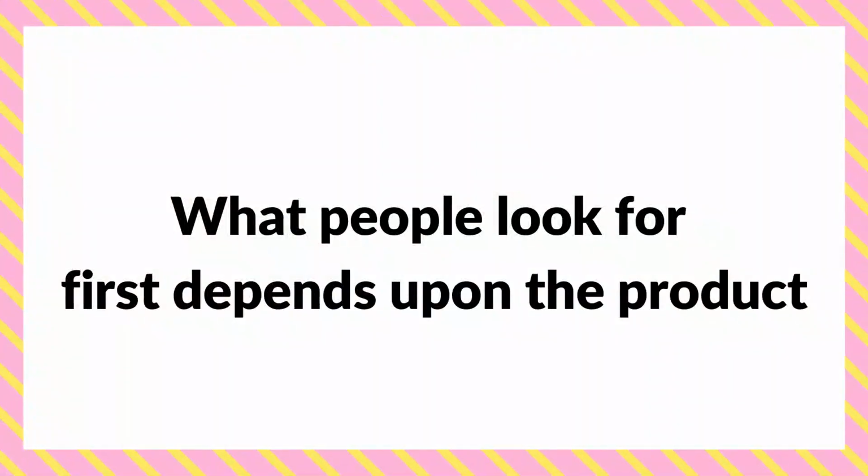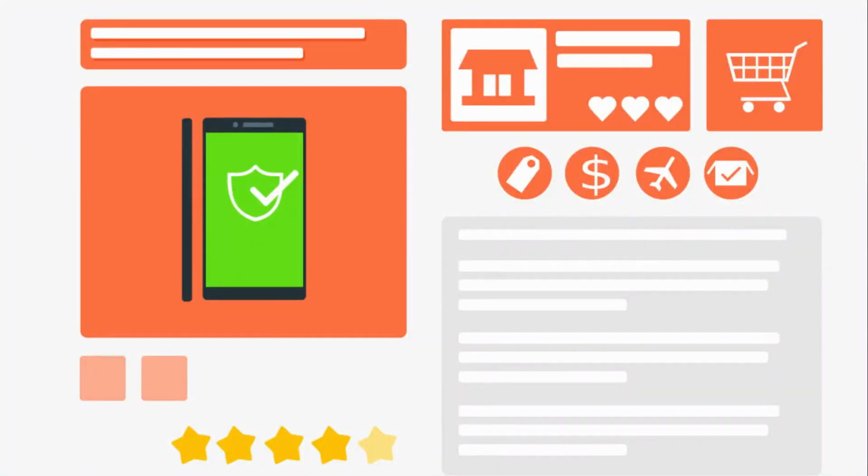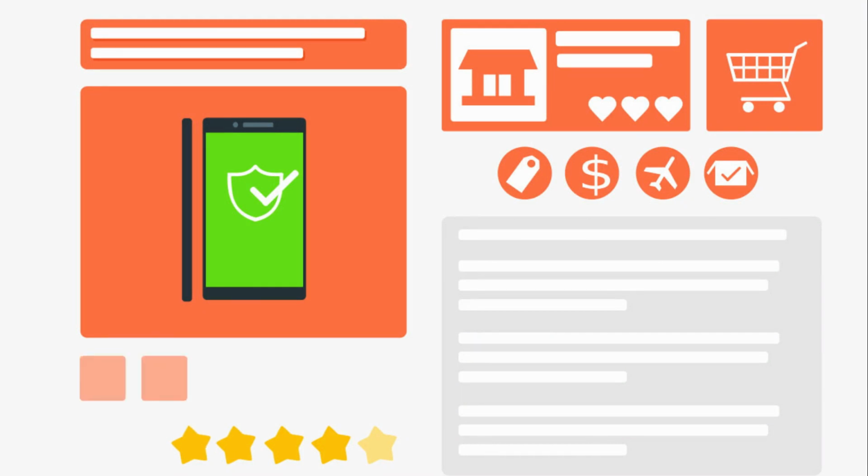What people look for first depends upon the product. This is the fifth point. For example, a person who is buying a mobile phone looks for features first. But on the contrary, a person who is signing up for a digital marketing package will look for benefits, what he gets for the buck he spends. So make sure you write the content with features or benefits first, depending upon the product.